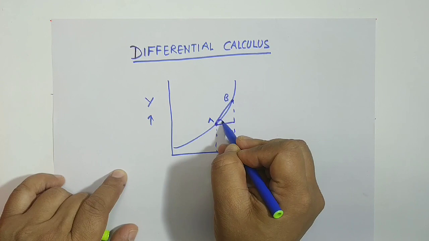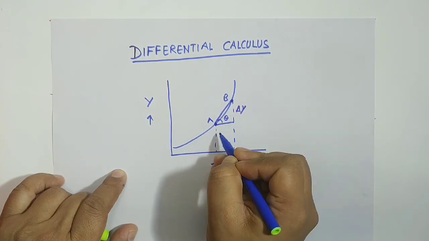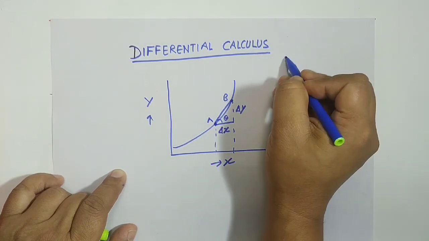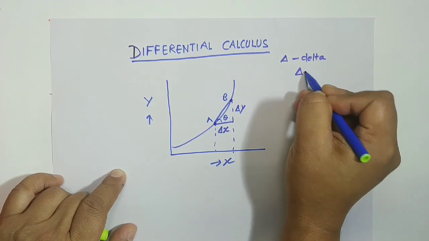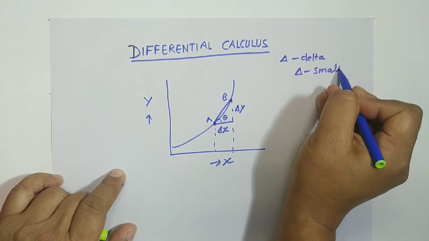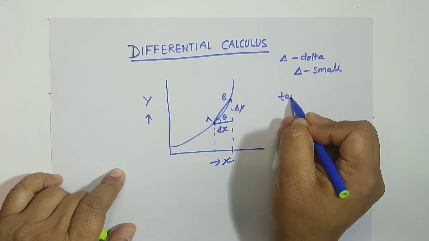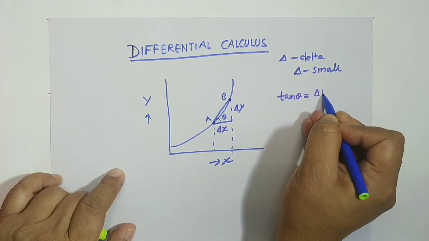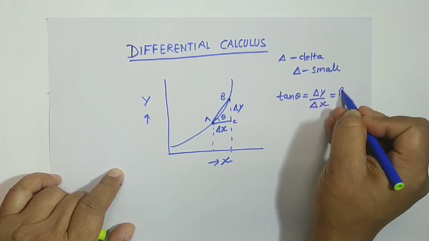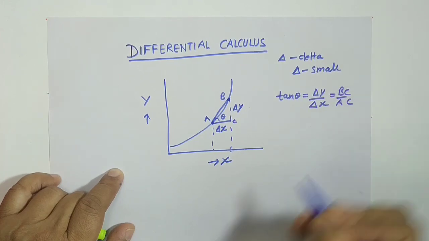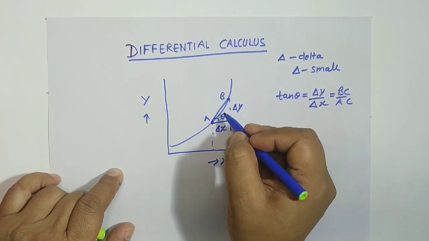So this is angle theta. And this is, say, delta y, and this is delta x. Delta is a Greek word. Delta means small. So if I ask you what is the slope of the curve, certainly tan theta is what? Delta y by delta x. It is BC by AC. Are you getting it? So this is the curve AB. For AB you have taken the slope.